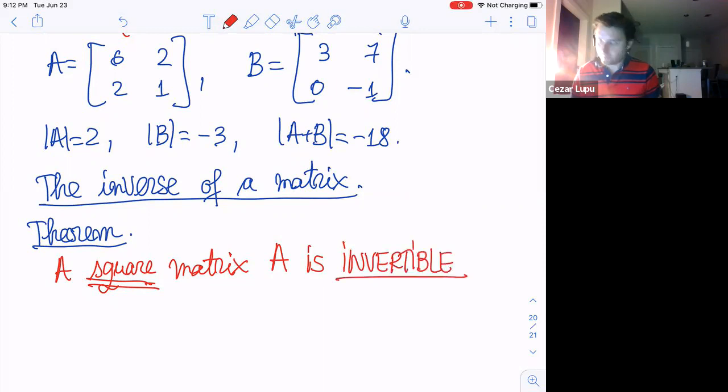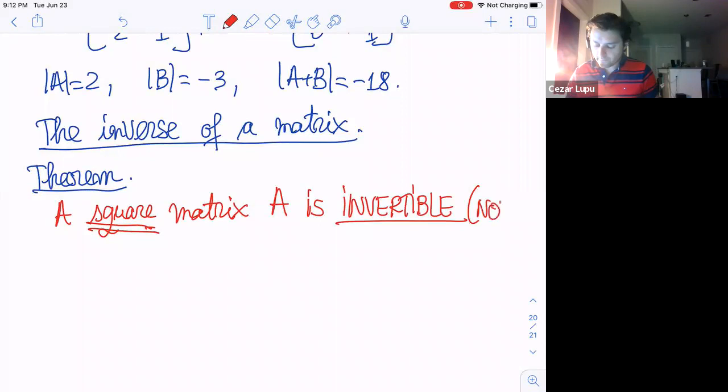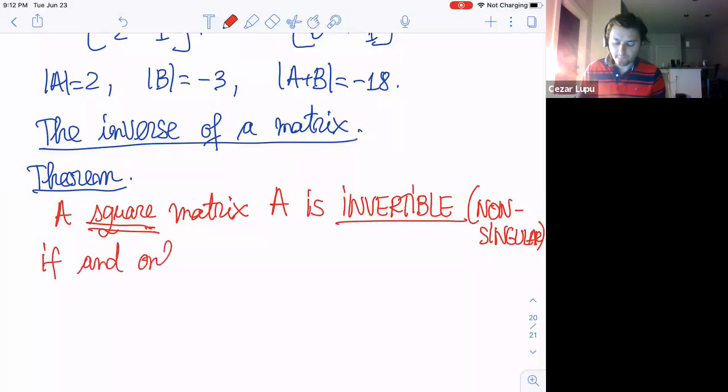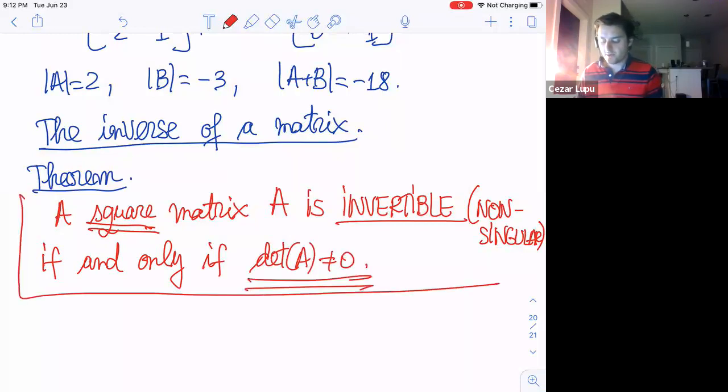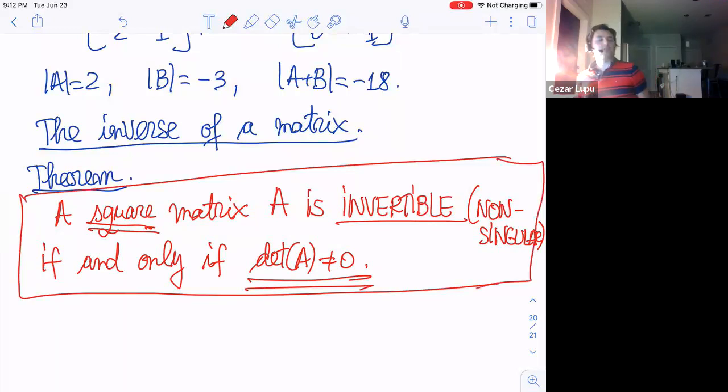A matrix is invertible, or we also call it non-singular, if and only if, guess what? The determinant is not 0. So that's the theorem. A matrix is invertible if and only if its determinant is not 0.